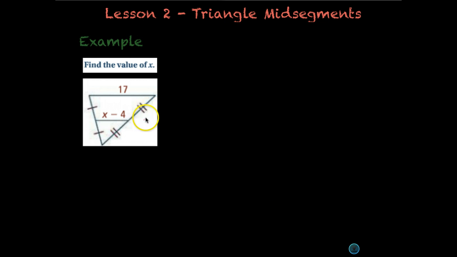Let's look at a little more complicated example, one where we have some unknowns. In this, we want to find the value of x. So it's going to be very important to write the relationship that you know. Well, we know that this midsegment here that has a length of x minus 4 is going to be equal to half of this. Or we can say that the 17 is equal to double this. So whichever way is better for you, I'm going to write it as 17 is equal to 2 times the x minus 4.